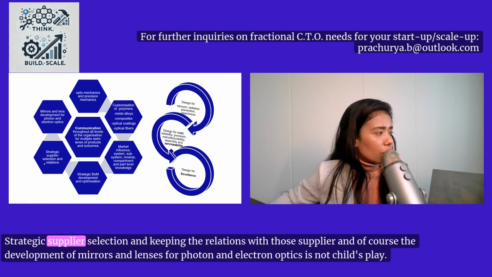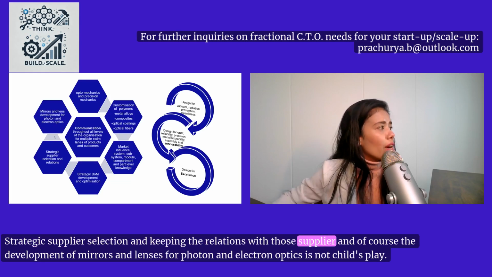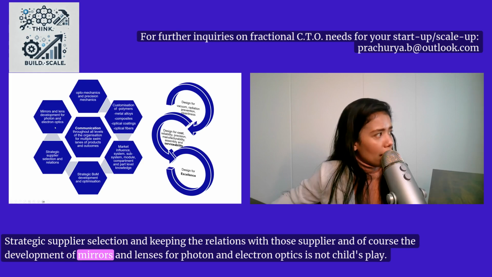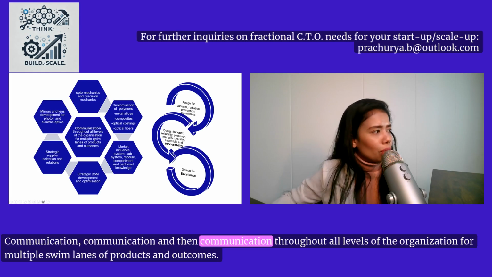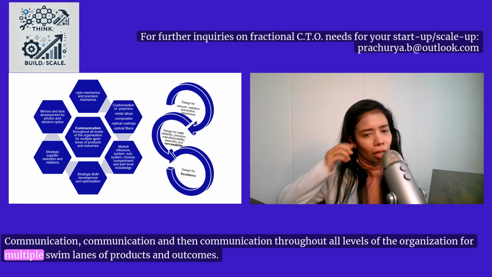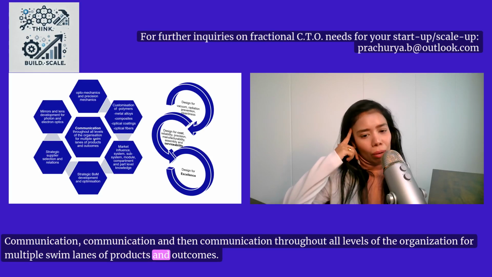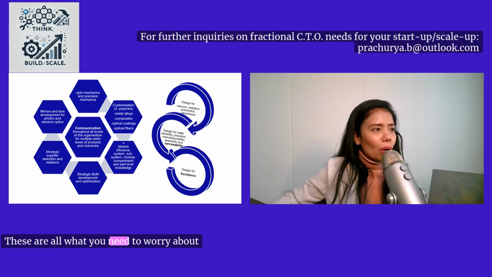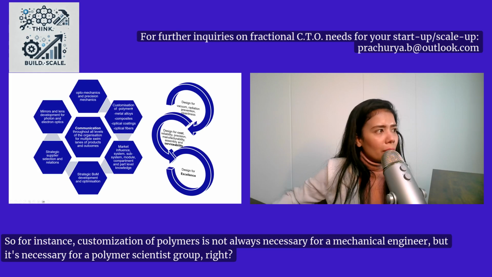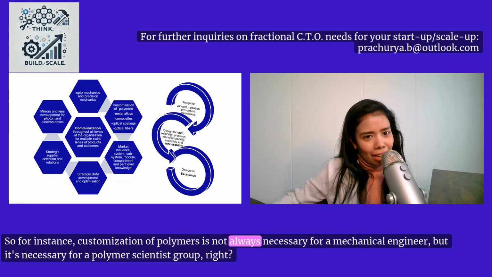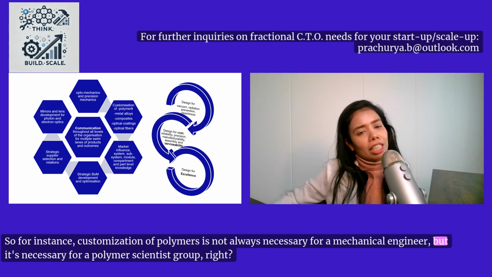Strategic supplier selection and keeping the relations with those suppliers, and of course the development of mirrors and lenses for photon and electron optics. It is not child's play. Communication, and then communication throughout all levels of the organization for multiple swim lanes of products and outcomes. These are all what you need to worry about when you're hiring the right people at various different levels of the organization. So, for instance, customization of polymers is not always necessary for a mechanical engineer, but it's necessary for a polymer scientist group, right?